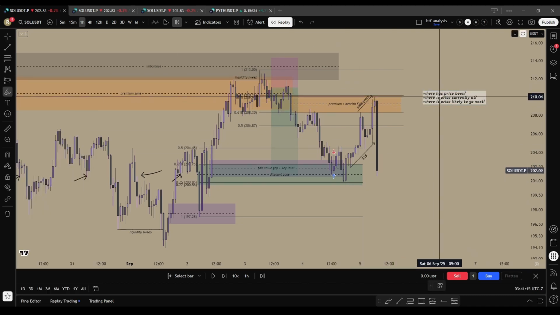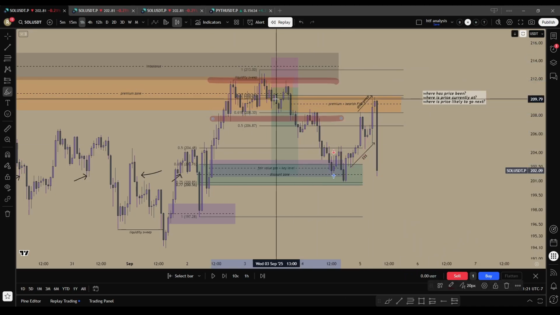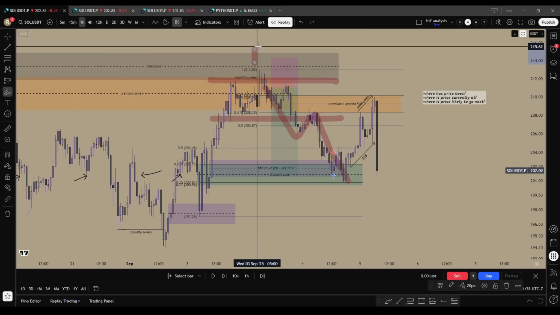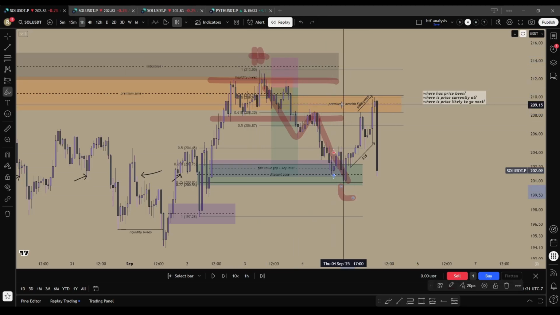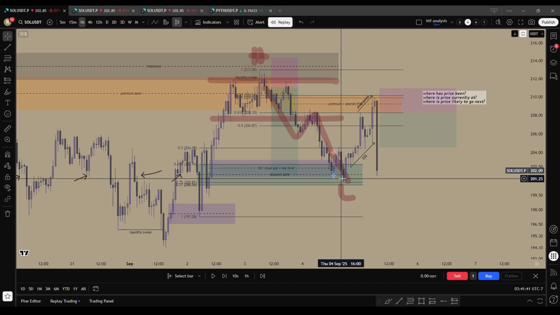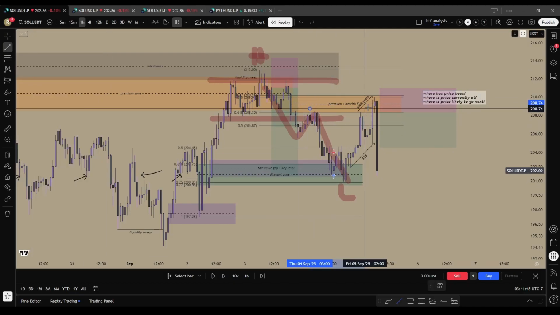I didn't even go over these three again for this trade, but basically what happened is, where has price been? We see that price was distributing, it broke structure, and it left a bearish fair value gap. We were able to use this high and this low to find our premium and our bearish fair value gap, and we were able to take another short right here. So where's price currently at? It was at our discount. From there, where's price likely to go next? Inside our premium. And then we have a liquidity sweep right here.